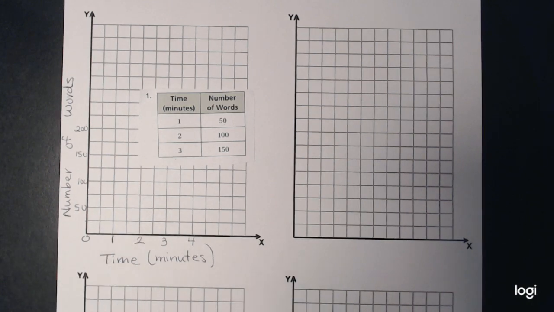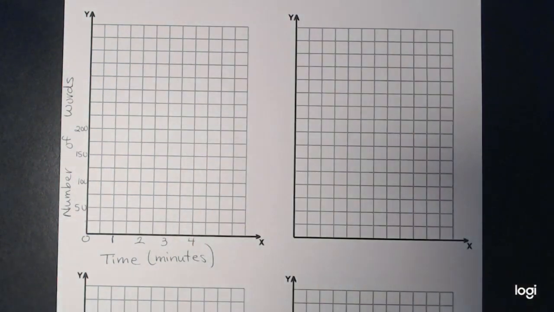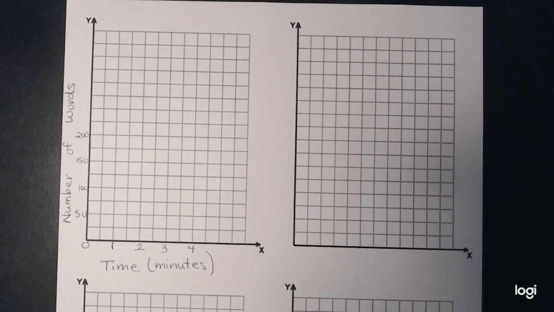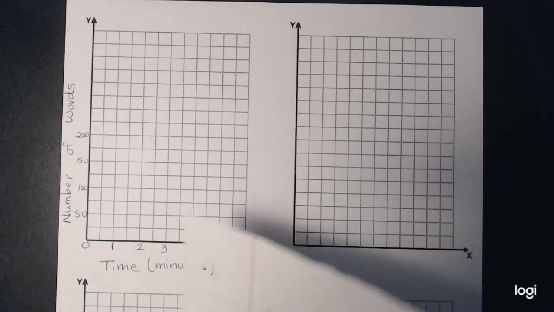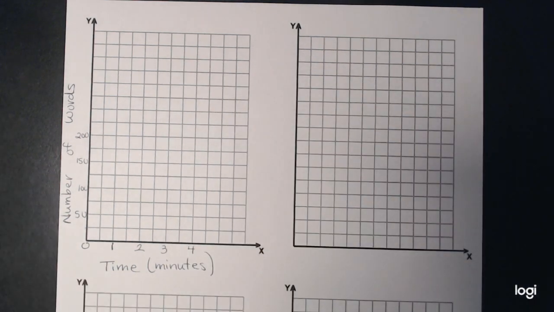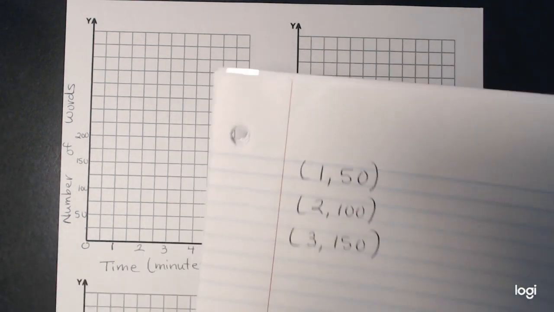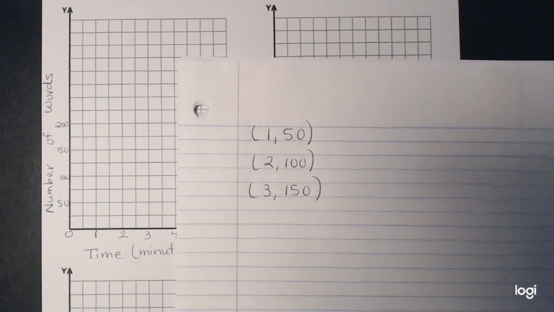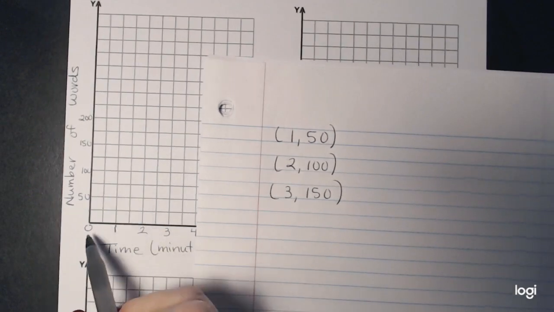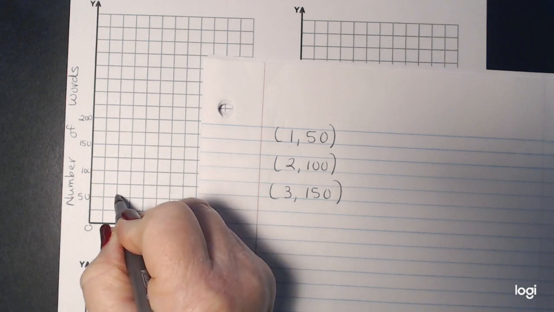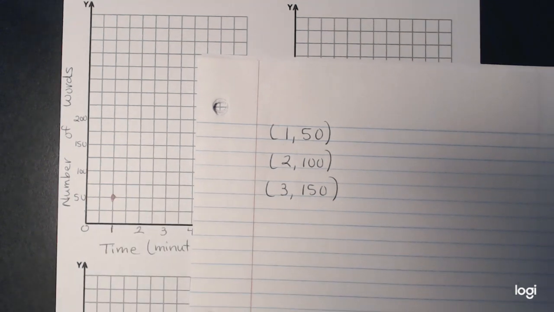So now I've labeled, I've put my numbers on the X and Y axis, and now I am ready to plot the ordered pair points. Let's get the darker one so you can see it better. And the first one I'm going to do is 150. So I go over to the 1, I go up to the 50, and I put a dot.